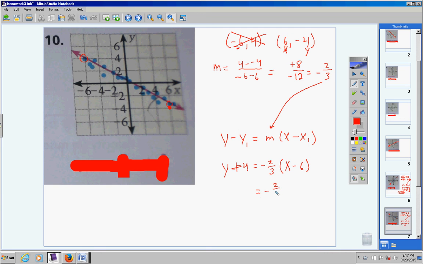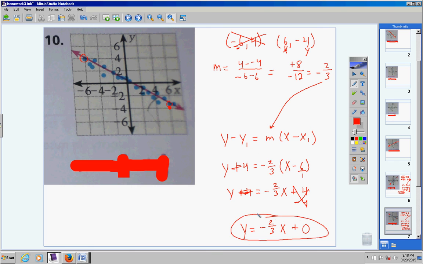Negative 2/3 times x, negative 2/3 x. And then, watch your signs here, negative 2/3 times negative 6 is a positive 4. 6 over 1, you get 12 over 3, which is 4. And then bring down your y, positive 4. Now bring your positive 4 over and make it a negative 4. This is pretty easy. Y equals negative 2/3 x. These cancel out. If you want to put plus 0, feel free to, but you do not have to do that.